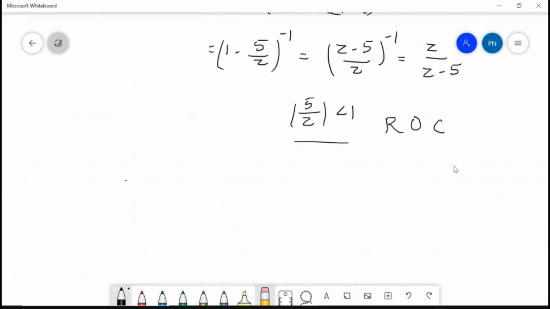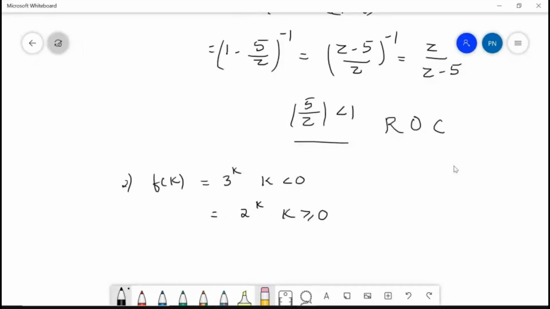The next problem. Everywhere you calculate the region of convergence whenever you're using the expansion part. F of k is equal to 3 raised to k for k less than 0, and is equal to 2 raised to k for k greater than or equal to 0.